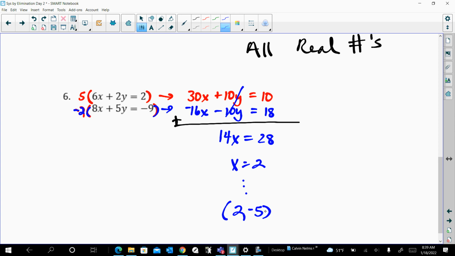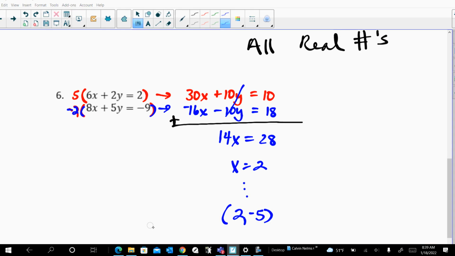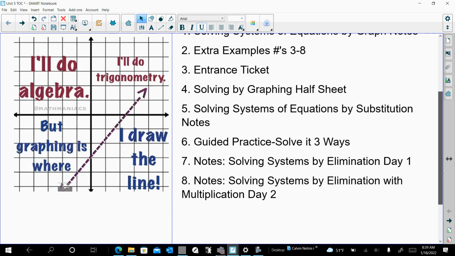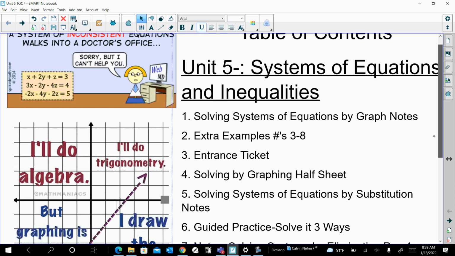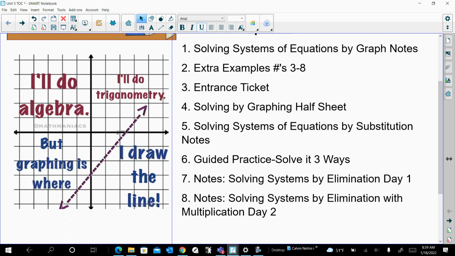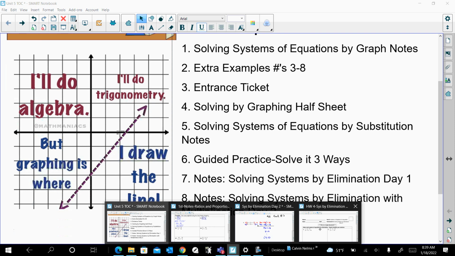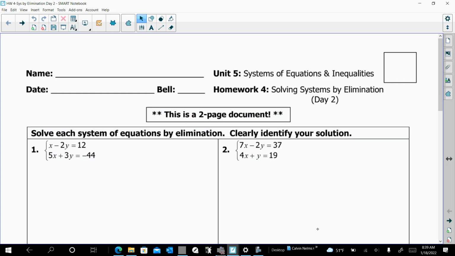So this is our next page in our spiral. I will show you this again because we're going to add some things to it tomorrow. We have 8 items so far for Unit 5. Unit 5 is systems, equations, and inequalities. After the notes are plugged in, we're going to go into the solving systems day 2.